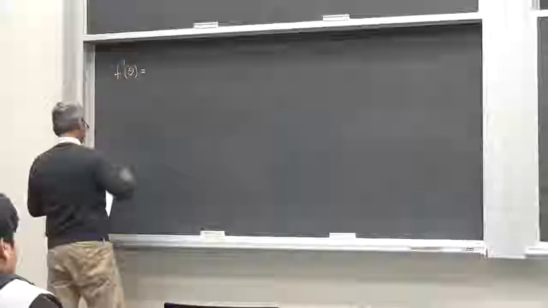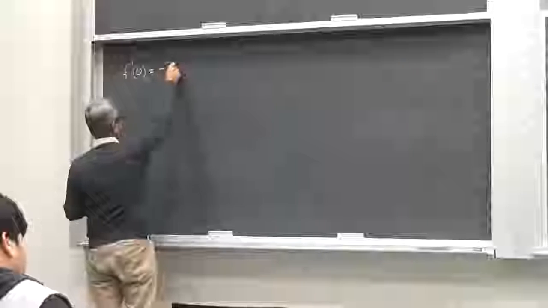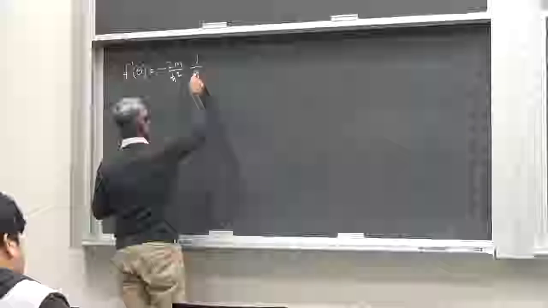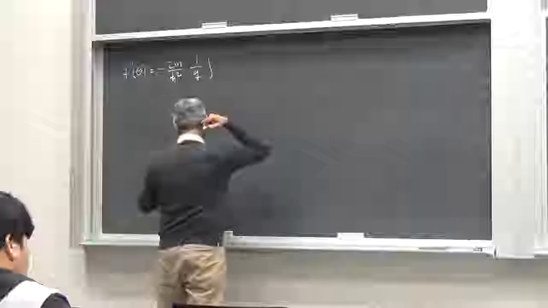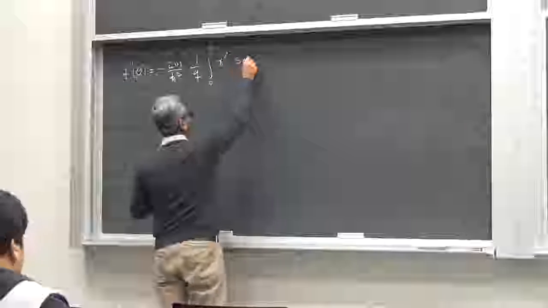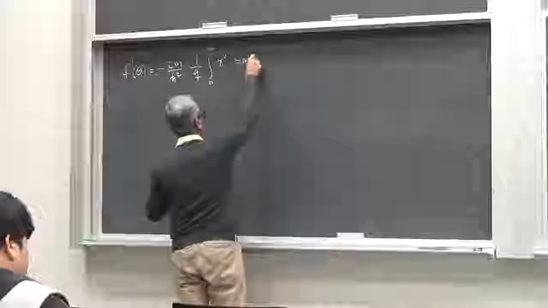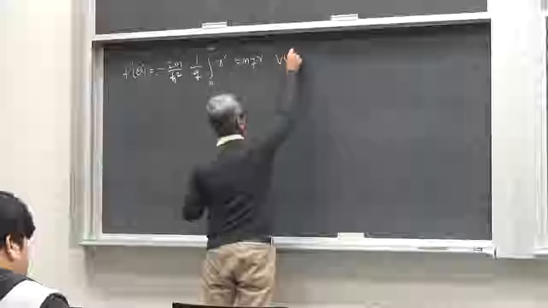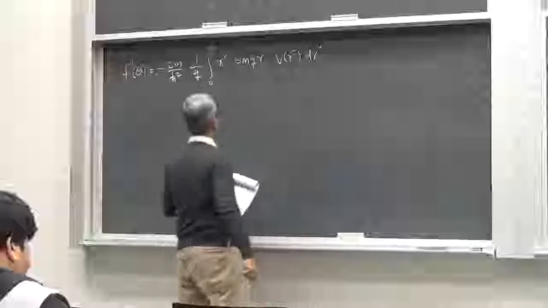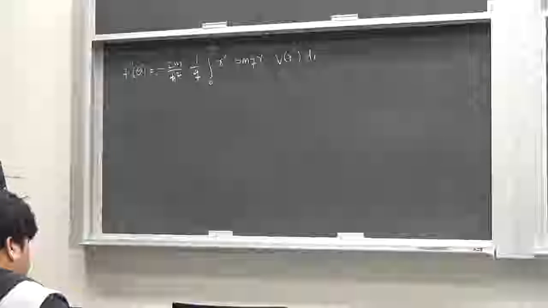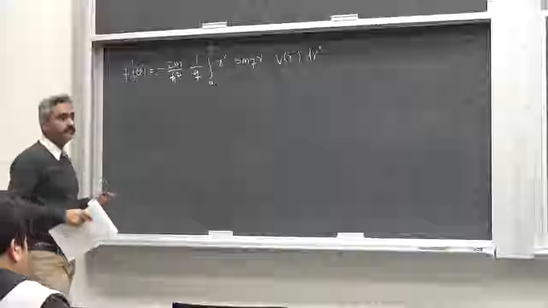That f1 of theta is equal to minus 2m over h cut squared, 1 over q, integral 0 to infinity r prime sine of qr prime v of r prime dr. Right? Questions?